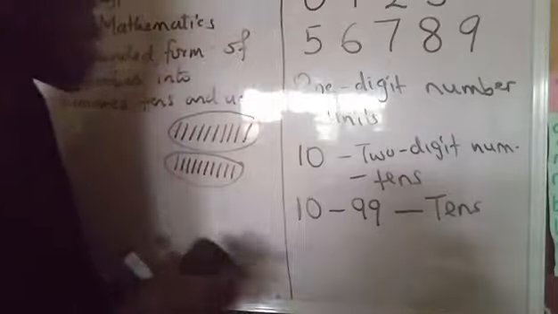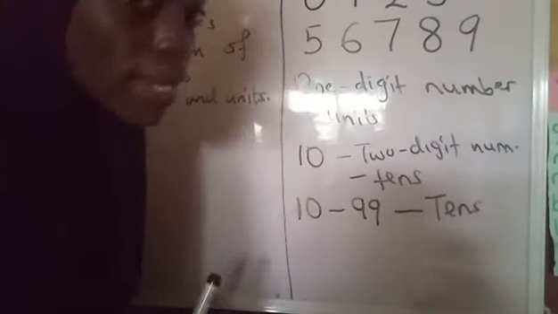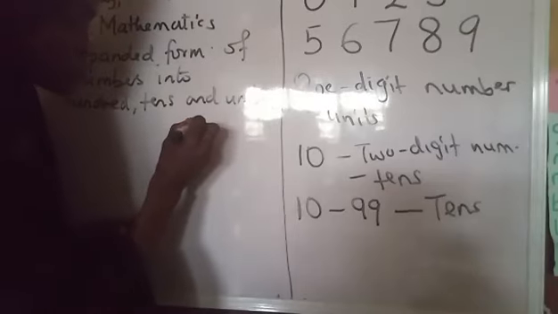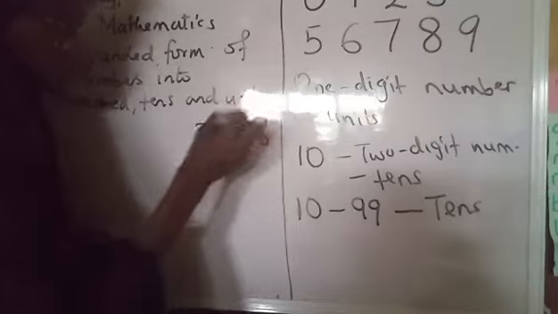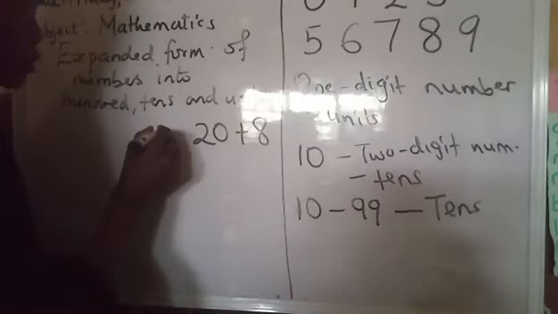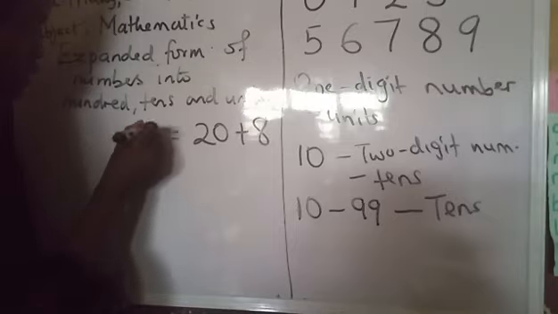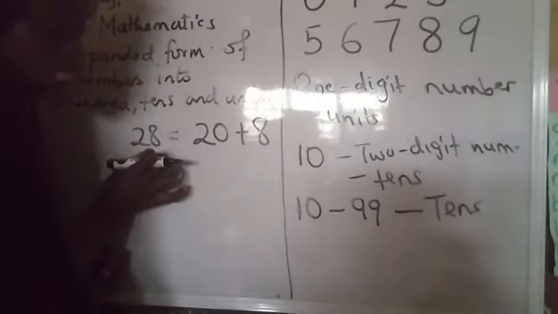This is what I want to pick, a 2-digit number. Let me go down to 28. 28. If I want to write this ordinarily, I would have written it like this, 28, just the way we have been taught. But how is this 28 formed?